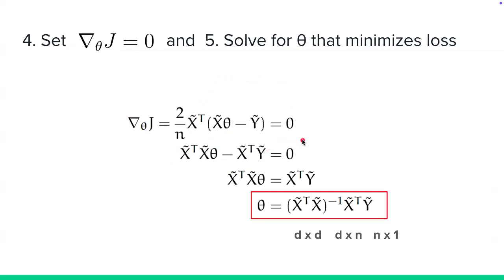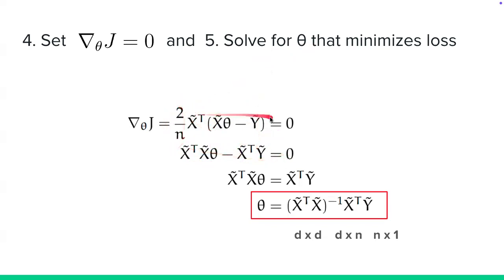So then we have computed the gradient and we set it equal to 0. And then we just do some algebra to find this theta. So first we do some distribution. So it becomes X transpose X theta minus X transpose y equals 0.